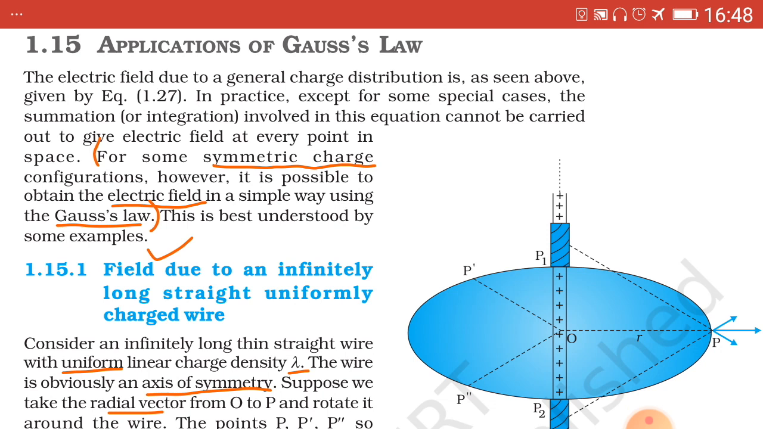Question number 3 and the last one. Write any 4 important points regarding Gauss law. 2 marks.